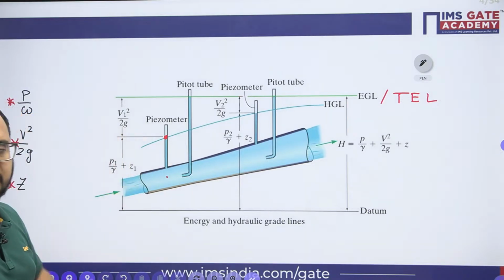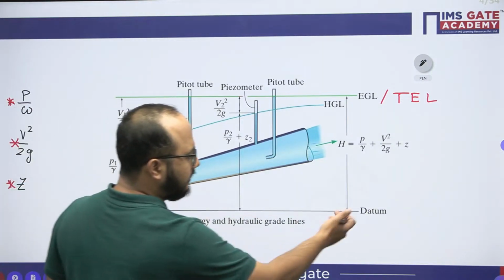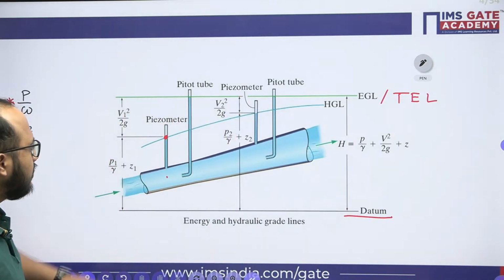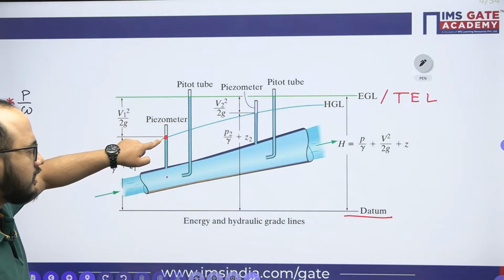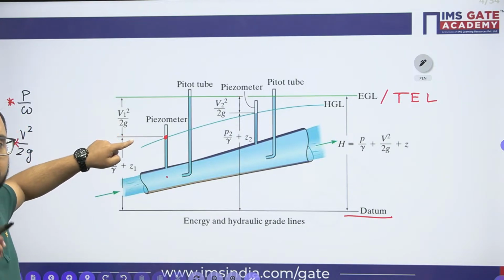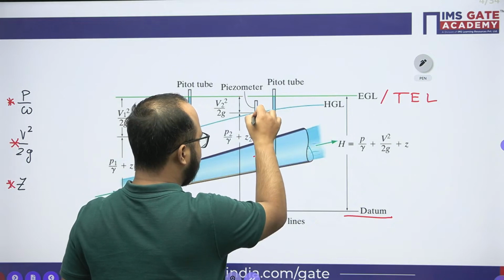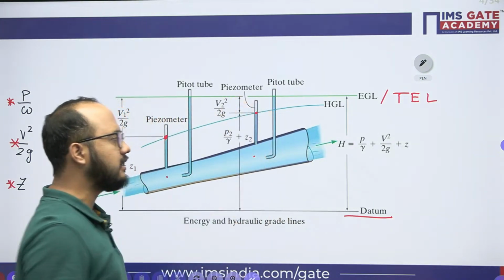Pressure head plus the datum head. So any reference datum we can have. Let's suppose this is the datum, or the reference. So this piezometer tube will tell us the pressure head plus datum head, right? Similarly, let's suppose this is location 2, and at this point the pressure plus datum head is like this.